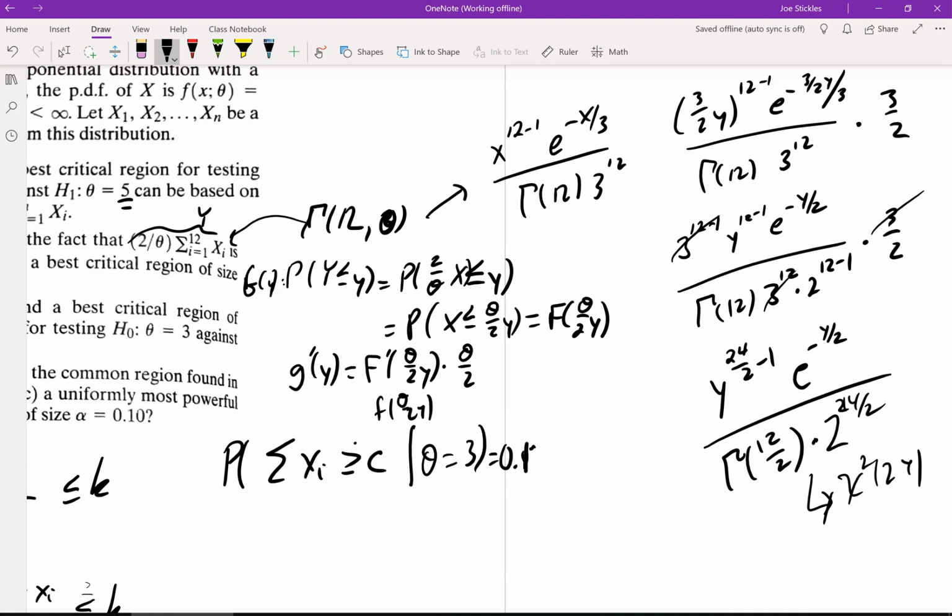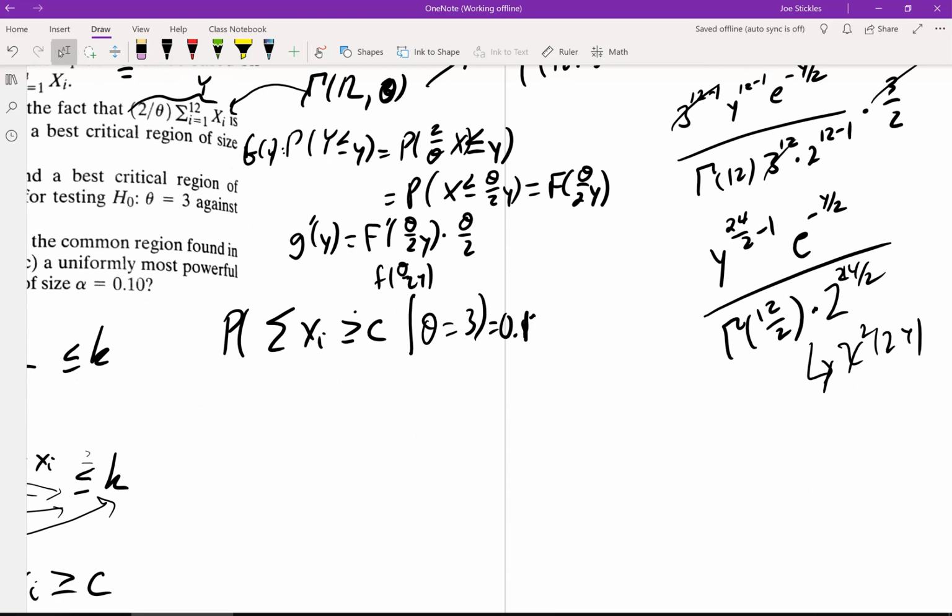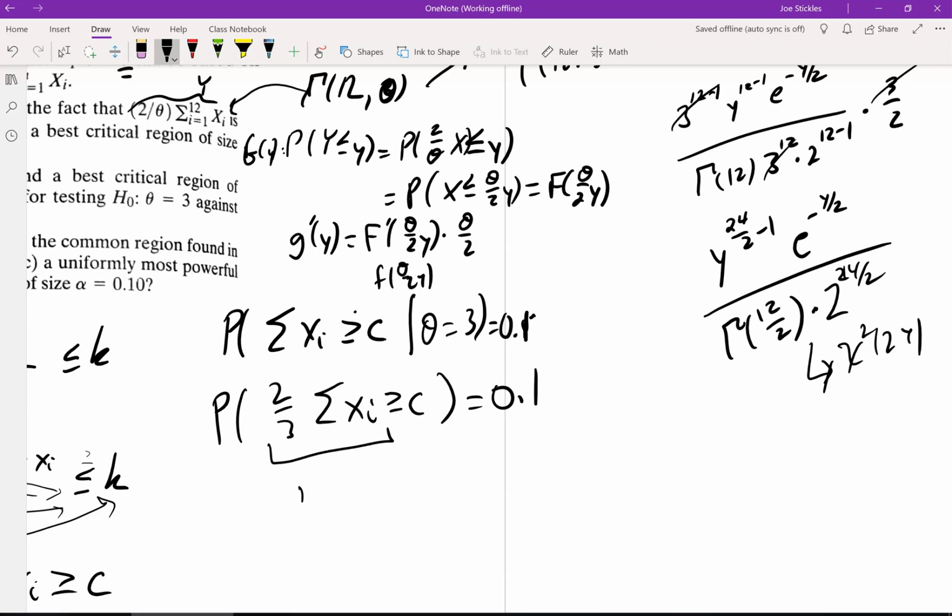All right, so that was a lot of work to get at something you probably really didn't care about, since they told you in the problem that it really was chi-squared of 24. But I wanted to show you where the chi-squared of 24 came from. I thought it was a good review of stuff that we talked about last semester. So anyway, let's go back to what I was doing. This is what we want. If we multiply this by 2/3, this part here is chi-squared of 24.